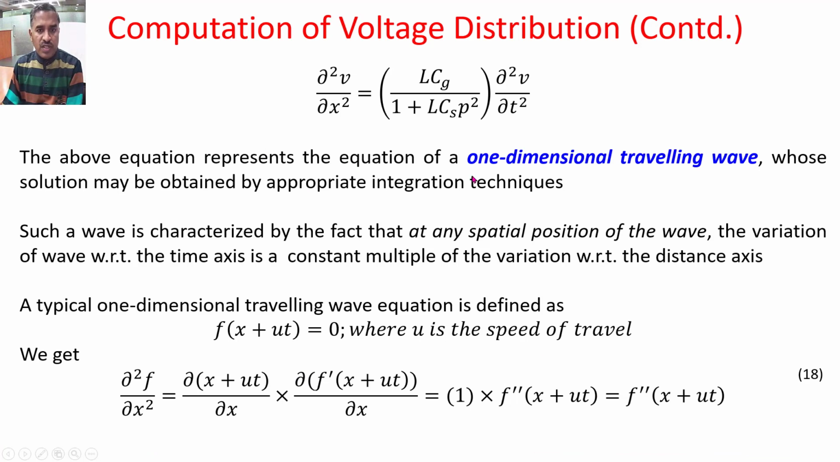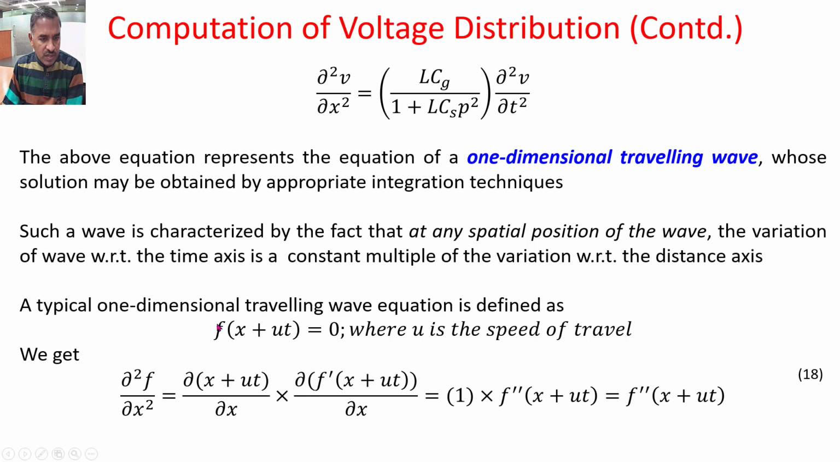And the above equation represents the equation of a one-dimensional traveling wave. You might have heard it on transmission lines there. The voltage travels like a wave, right? Similarly, here also this is a traveling wave, whose solution may be obtained by appropriate integration techniques. Now, one of the solutions for this is f of x plus ut equals 0, where u is the speed of the traveling wave.